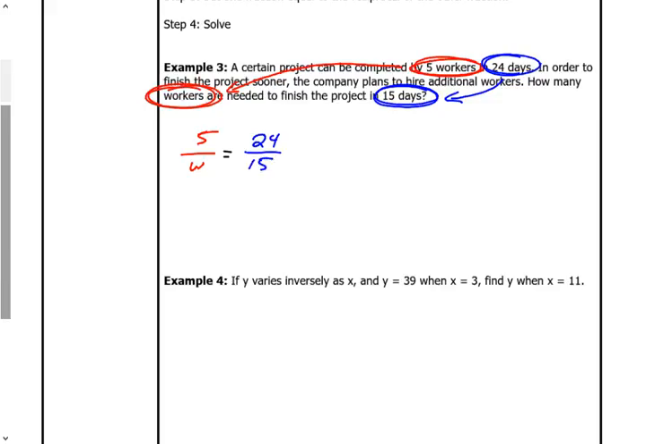Like so. But because this is inverse, my next step before I cross multiply is to actually take one of them and make it the reciprocal. Or make it inverse, flipping it. Now I can solve this identically the same way. Cross multiply it, and divide it. And you can see my number of workers did go up.